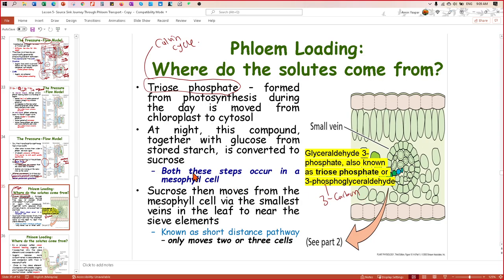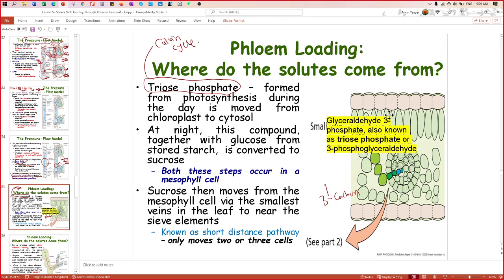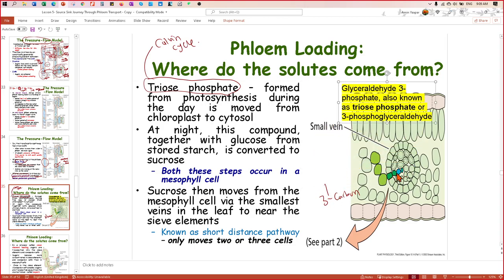So the plants will convert this to glucose, and then they will convert it further into sucrose, and then the sucrose moves from the mesophyll cells to the nearest sieve elements. This whole thing, from the mesophyll cells to the sieve elements, collectively we call the short distance pathway. Why short distance? It moves two or three cells. Very short.